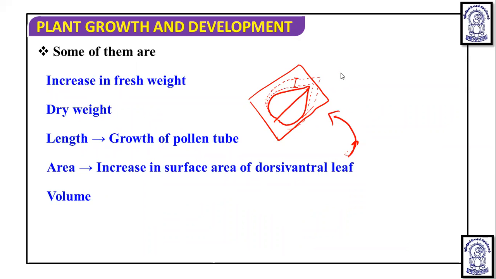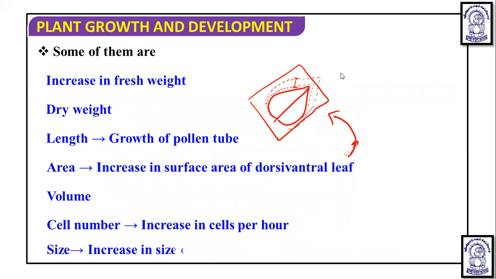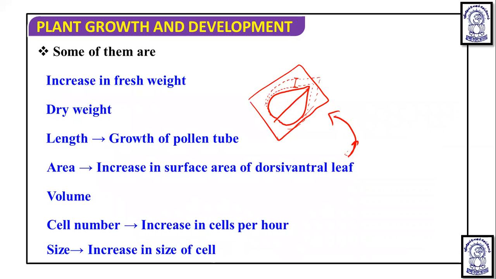Then to measure plant growth, we can use another parameter, that is increase in volume. And this increase in volume can also help. Another measure is an increase in cell number, and another parameter which is proportional to it, that is size, that is an increase in the size of a cell. Now increase in girth is also considered as one of the parameters.